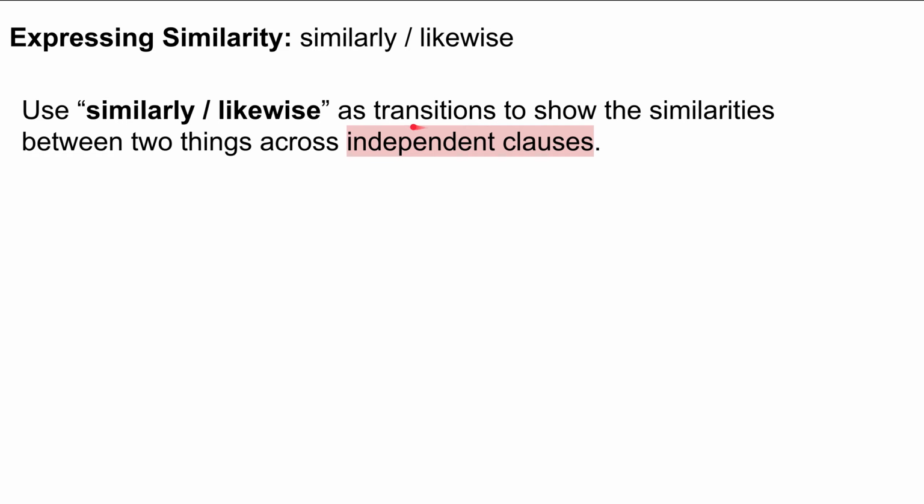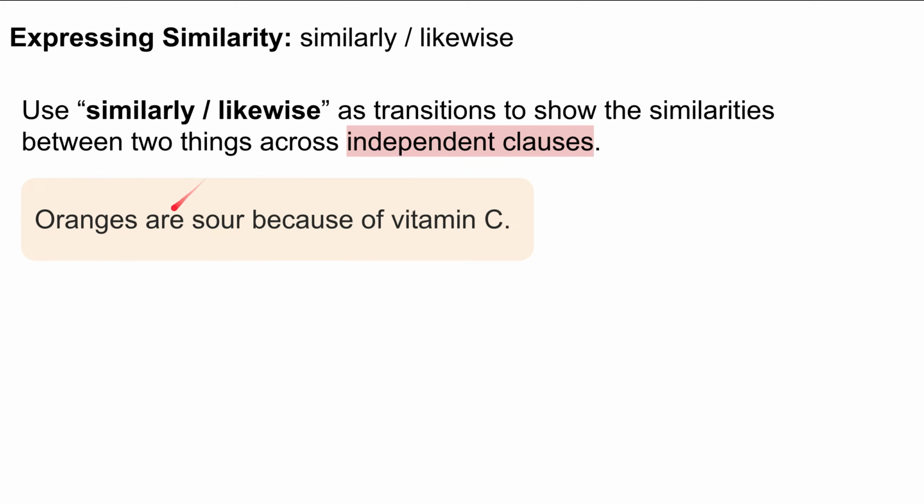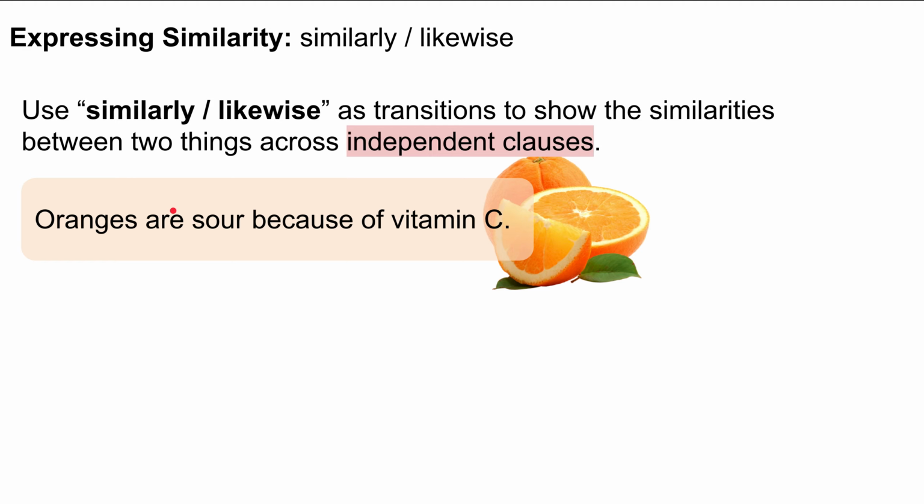Next, use similarly and likewise as transitions to show the similarities between two things across independent clauses. For those of you who don't know, transitions are words that connect one sentence to another, and they show the relationship between two sentences. These are words such as however, nonetheless, furthermore. Okay, those words, they show the relationship between two sentences. Here we're looking at a relationship of similarity. Okay, so let me give you a paragraph that shows how these work.